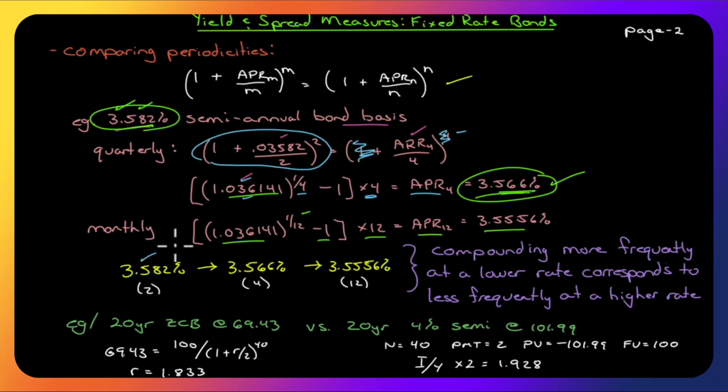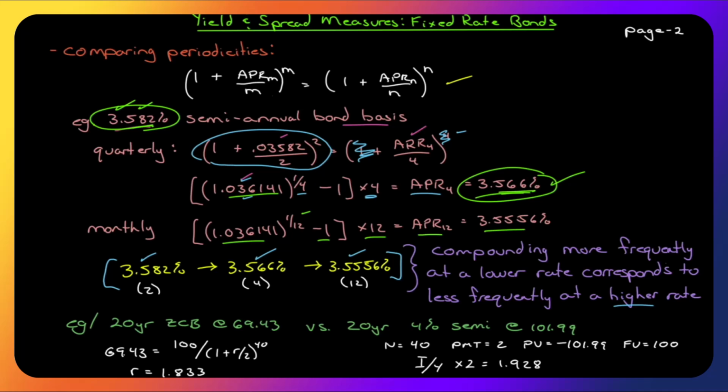Notice what we have here in our rates. 3.582 was the yield quoted semi-annually. That is equivalent to a yield of 3.566 quoted or compounded quarterly, which is the same as a yield of 3.5556 compounded monthly. Notice that it drops the more compounding that you do. Compounding more frequently at a lower rate corresponds to less frequently at a higher rate. All of these will give you the same future value. So if you put $100 into an investment that has that yield compounded at that periodicity, you will have the same future value. You're indifferent between the three of them.